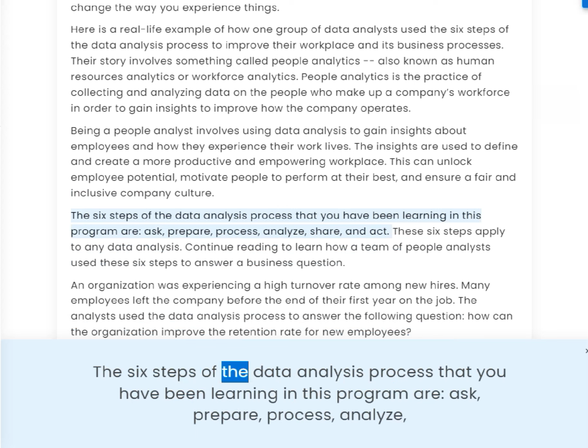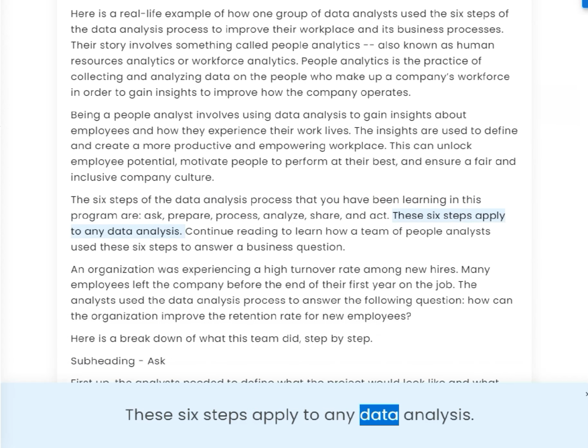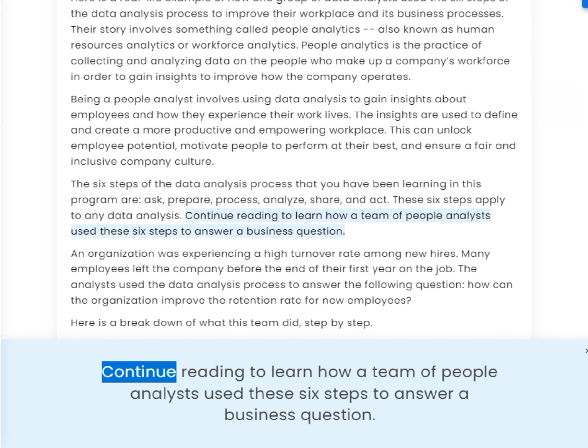The 6 steps of the data analysis process that you have been learning in this program are: ask, prepare, process, analyze, share, and act. These 6 steps apply to any data analysis. Continue reading to learn how a team of people analysts used these 6 steps to answer a business question.